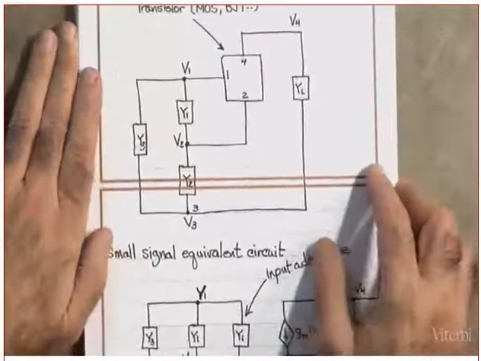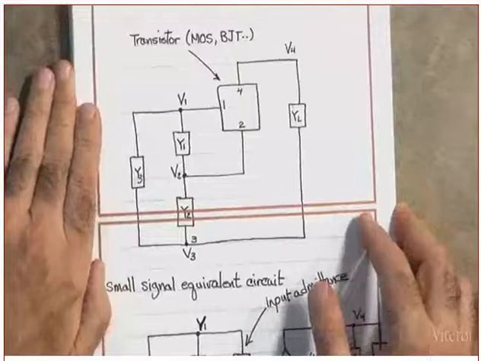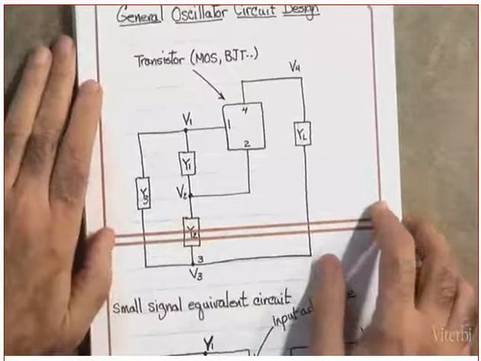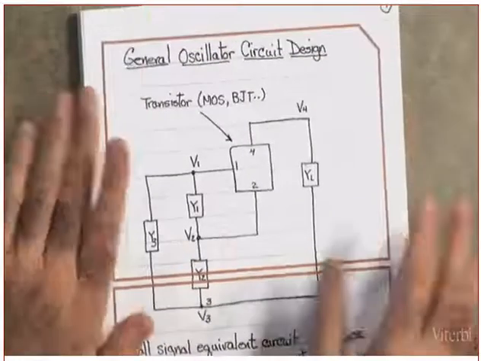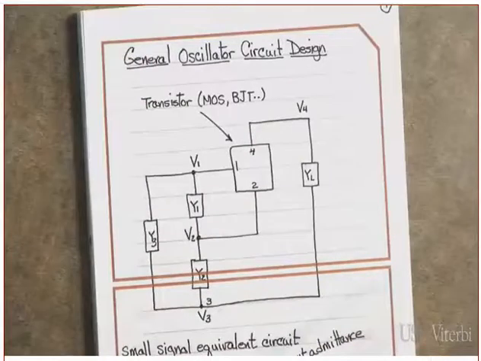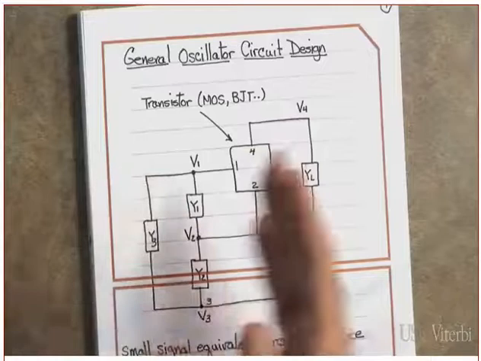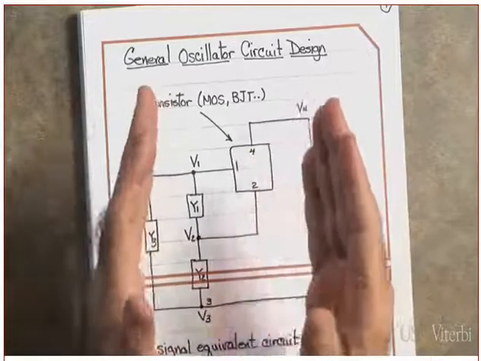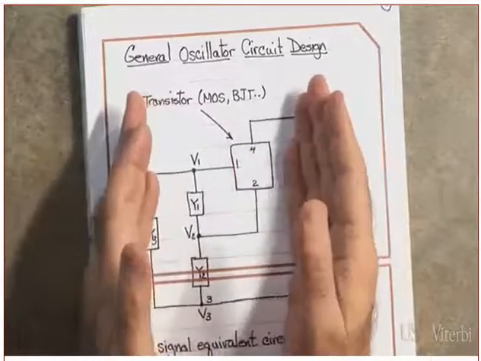Now, let's continue. There is no way I will be able to finish this today, but let's start at least at the beginning. Now, after we learned the model, which is the feedback model, or the negative resistance model, I would like to be able to come up with a general design.